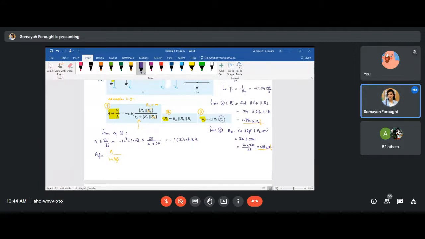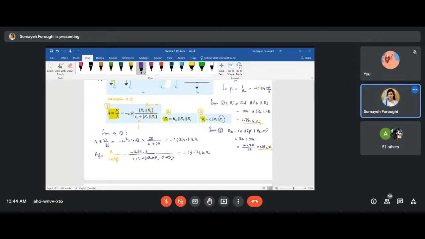So which is 1 plus, it will be negative 1623.6 over 1 plus A times beta, which we found to be negative 0.05. Calculating it all, and you will have negative 19.76.